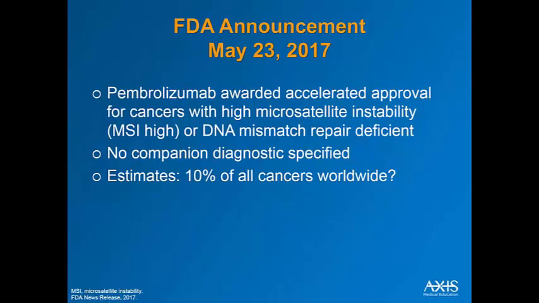But what is FDA approved is that if you have a high microsatellite instability, or DNA mismatch repair deficiency, and this is predominantly with MSH2 and MSH6 in the context of prostate cancer, that you can end up treating with pembrolizumab in an FDA-approved manner as of May 23rd. And by the way, about 10% of all cancers worldwide might fall into this category. So it's a really big approval. That was a FDA news release in May.